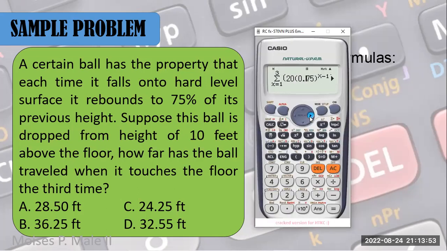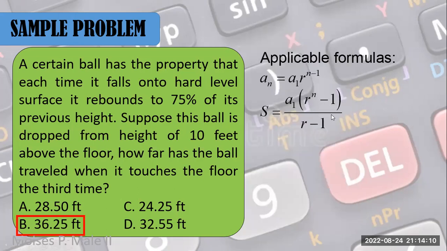So, 20 first term times the R raised to x minus 1 from x equals to 1 to x equals to 3. Then subtract yung first motion na upward motion. Okay. We get 36.25. Okay, letter B.